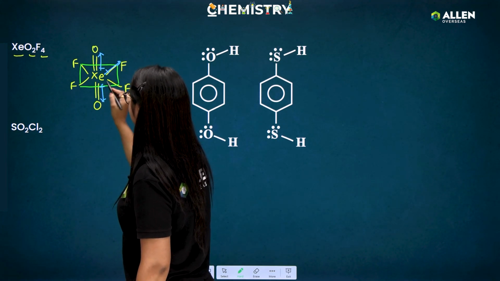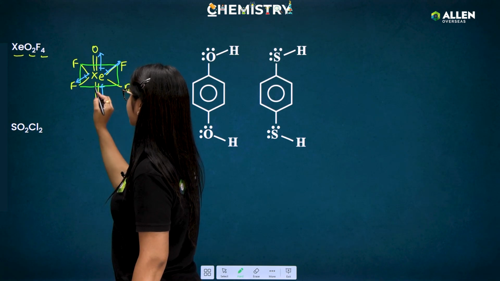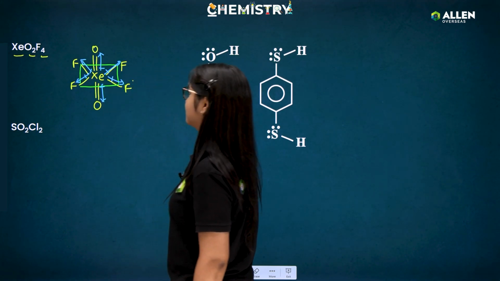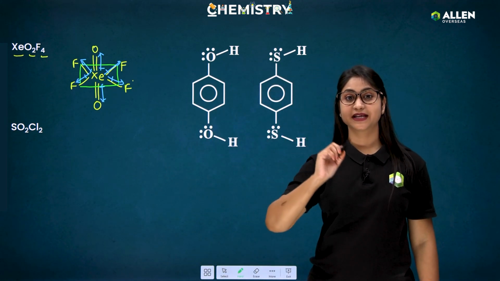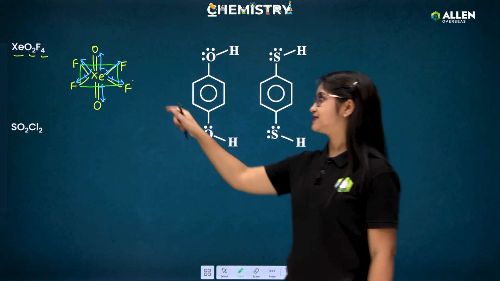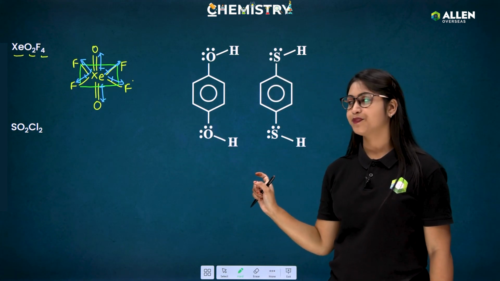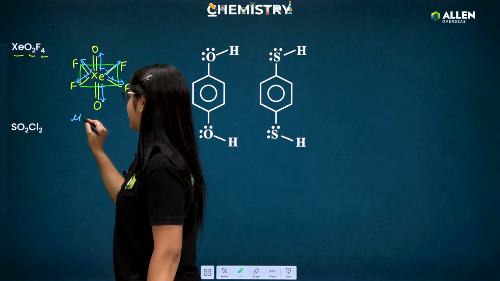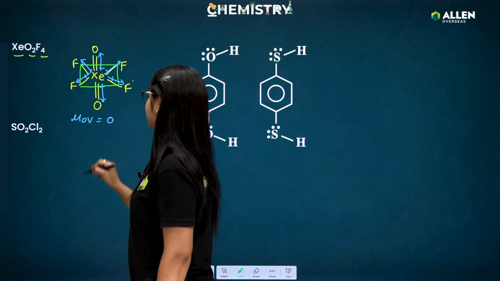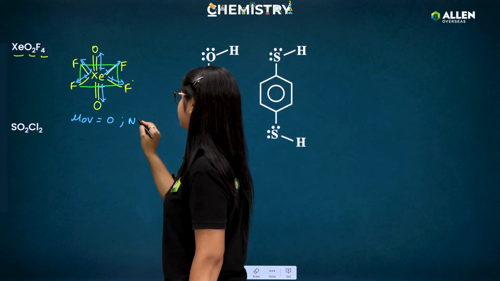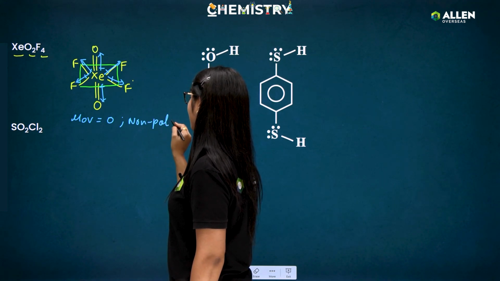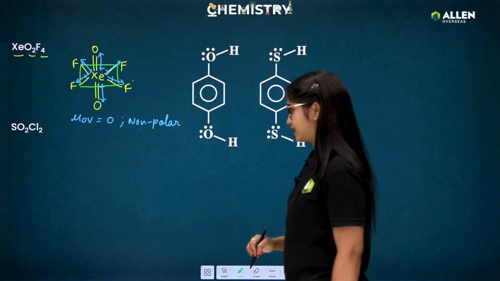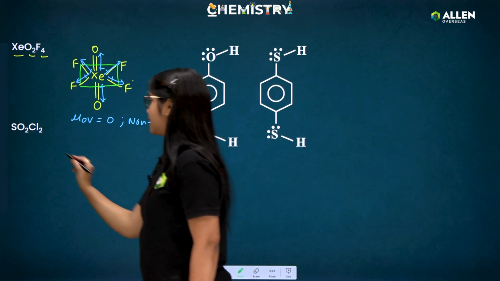Similarly, this one and this one will cancel out each other, and this one and this one will cancel out each other. Always remember the direction of the dipole moment is from less electronegative to more electronegative. Here you can see all the dipole moment vectors are cancelling out each other, so mu overall will be 0. That means this is also non-polar in nature.